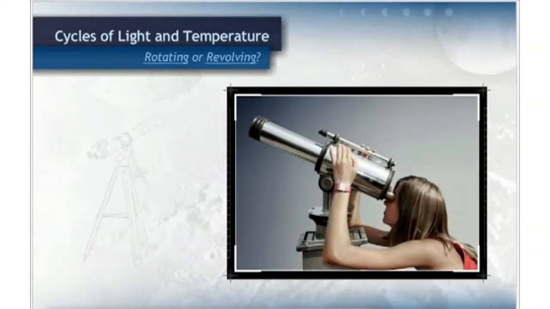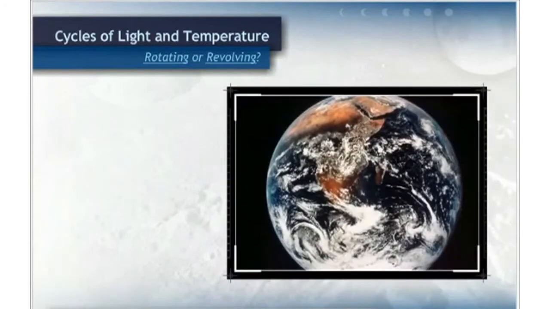When you look at the Moon in the night sky, it does not appear to be moving. It looks like it's standing still in the sky. But the truth is that both the Moon and the Earth are constantly moving, spinning on their axis and revolving around other objects in the sky.